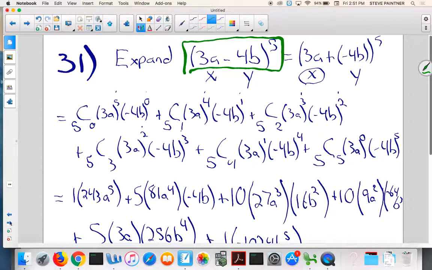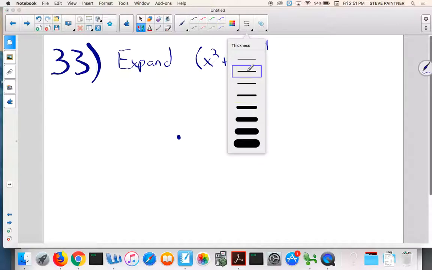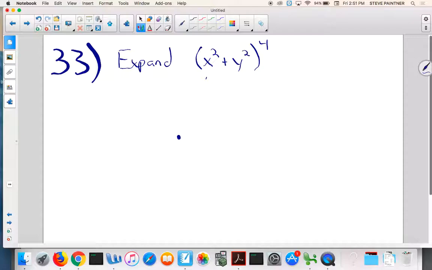I think on these next ones, I'm probably not going to do all the calculations. I'm just going to kind of set them up. So again, we're expanding x squared plus y squared to the fourth. So in this case, x squared is our x. I know that maybe sounds a little bit confusing, but y squared is our y. So if you're looking at your binomial theorem, those are your placeholders.